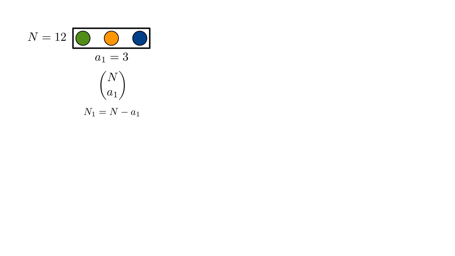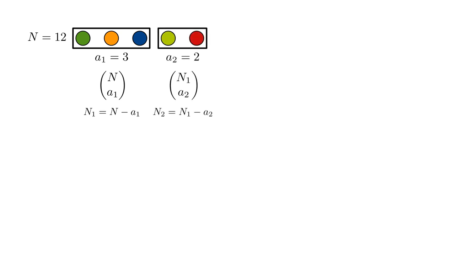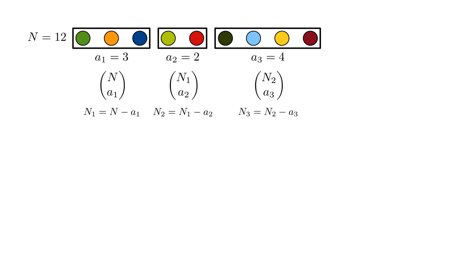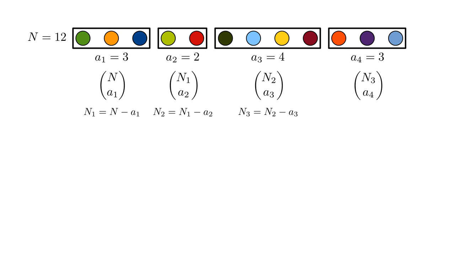Now let's extend our balls in a box scenario to allow for multiple boxes. Given n balls, we choose A1 to put in box 1. There are n choose A1 ways to do this, leaving N1 equals n minus A1 balls. We choose A2 balls to put in box 2. There are N1 choose A2 ways to do this, leaving N2 equals N1 minus A2 balls. We choose A3 to put in box 3. There are N2 choose A3 ways to do this, leaving N3 equals N2 minus A3 balls. Finally, let's place all A4 equals N3 remaining balls in box 4. There are N3 choose A4, which is just 1, ways to do this.